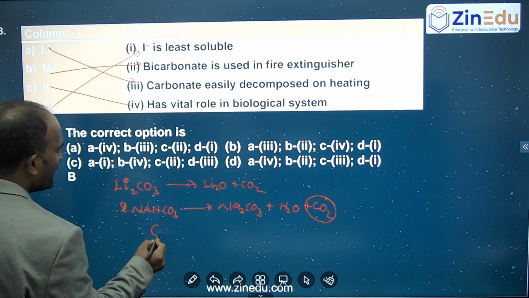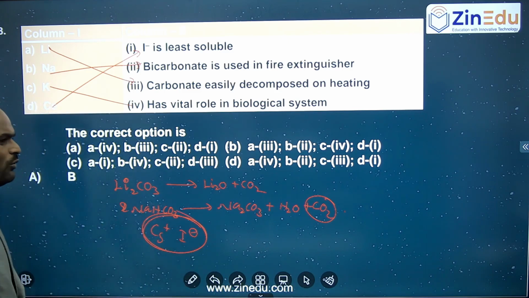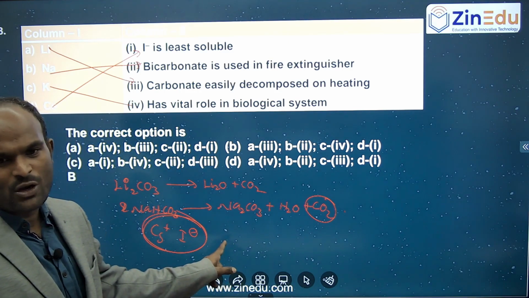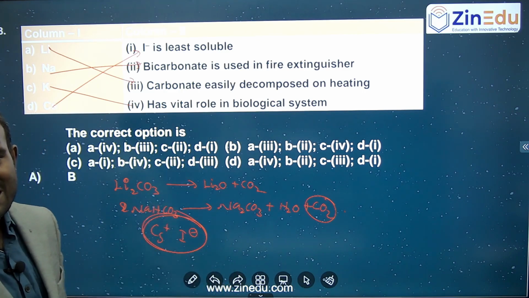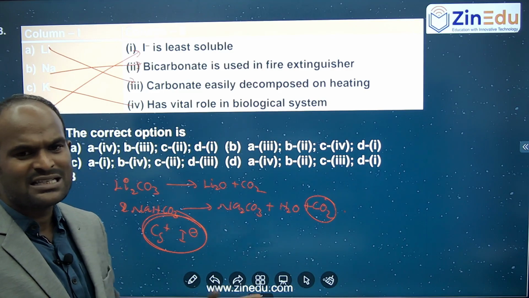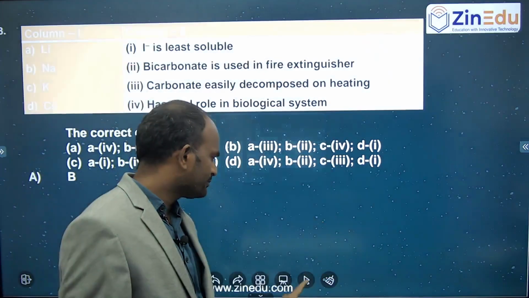Cesium iodide is the least soluble. Why is cesium iodide least soluble? Cs plus and I minus. Down the group, the hydration enthalpy decreases. Therefore, the solubility is going to be the least for CsI. So whose iodide is least soluble? Cesium iodide is going to be the least soluble.